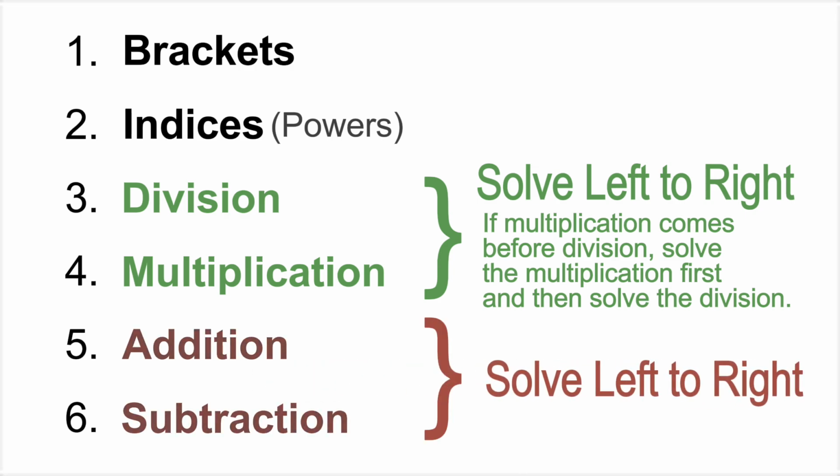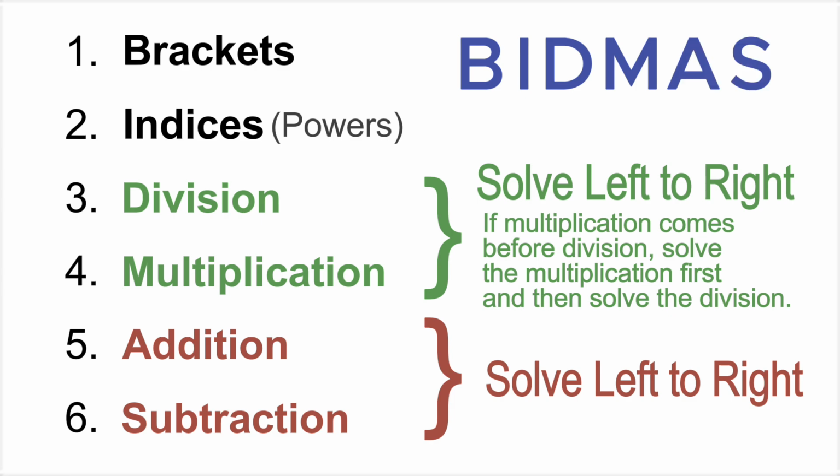The same applies for addition and subtraction, but remember, multiplication and division come before addition and subtraction. To recap, the order is brackets, indices, division and multiplication, and then addition and subtraction. You can remember the order using the word BIDMAS.